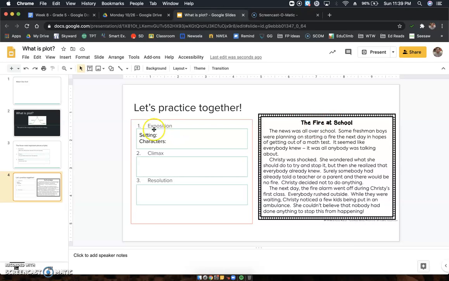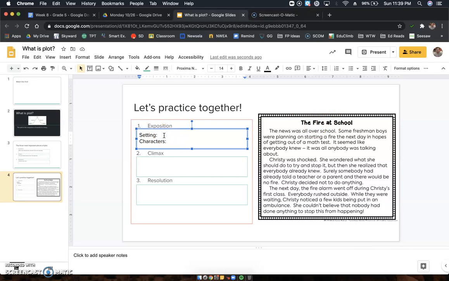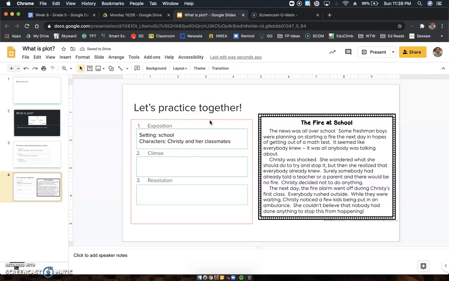Okay, so here we go. We're going to start up here at the exposition, the beginning. The setting, we know it's at school. Characters, we have Christy and her classmates. Right, so that's the exposition in the story here. This is the beginning. This is when we find out where and when the story takes place, and we find out who is involved, who's in the story.